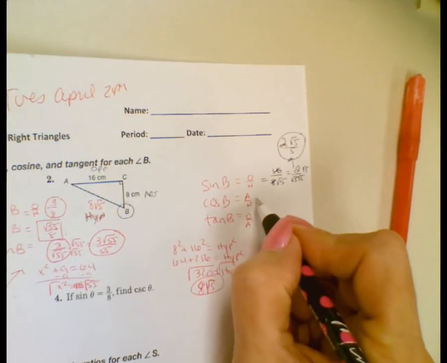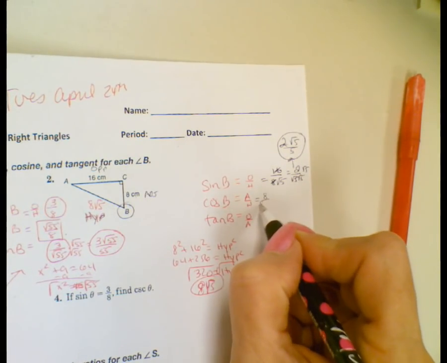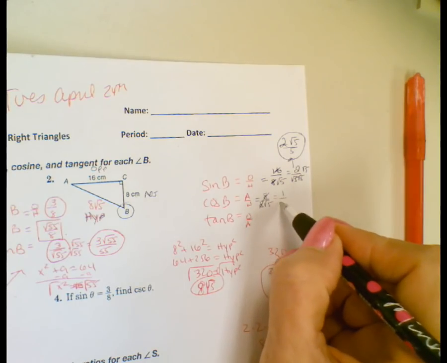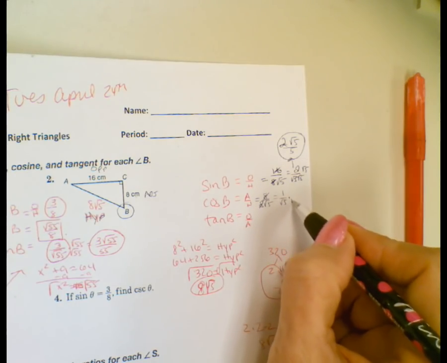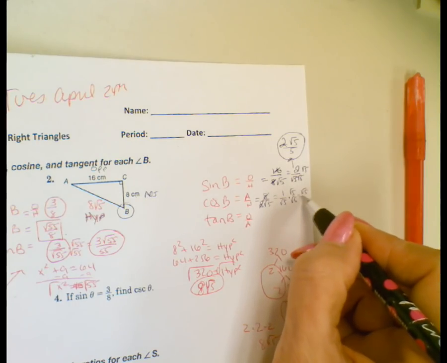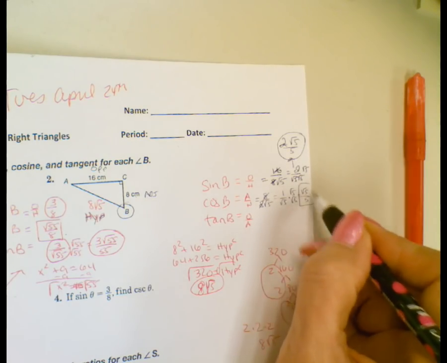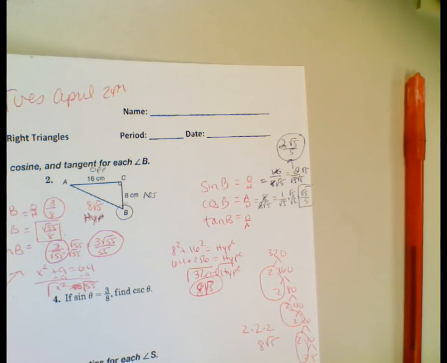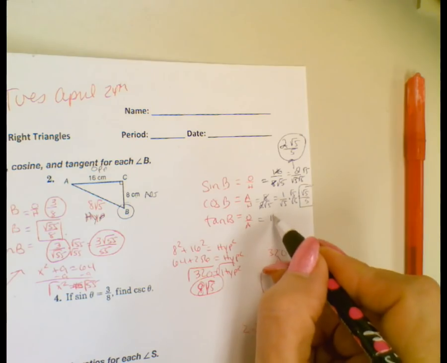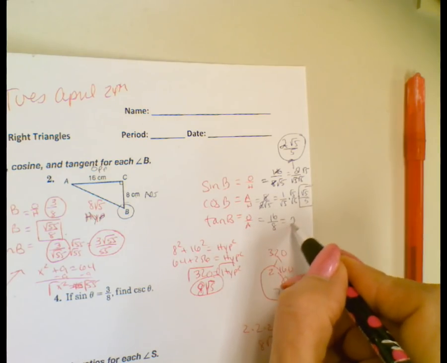Cosine is AH, which is 8 over 8 radical 5. The 8's cancel and you get 1 over radical 5. Now if you rationalize, you multiply both top and bottom by radical 5, you get radical 5 over 5. That's your cosine. And your tangent is opposite, which is 16 over adjacent, which is 8, which is just 2.